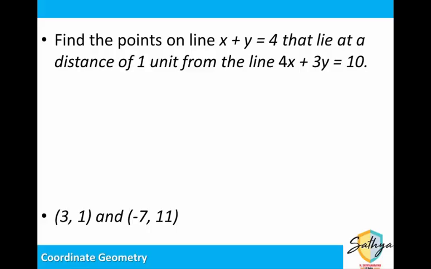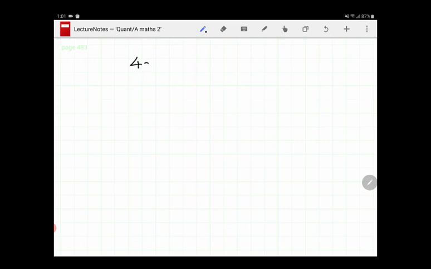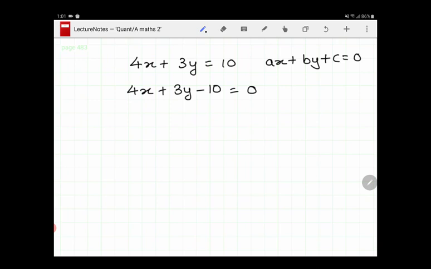Consider this problem. You have to find a point on the line x + y = 4 that lies at a distance of 1 unit from the line 4x + 3y = 10. So we have our line 4x + 3y = 10. If you want to compare it with the standard format ax + by + c = 0, then we rewrite this equation as 4x + 3y - 10 = 0, where we get a = 4, b = 3, and c = -10.